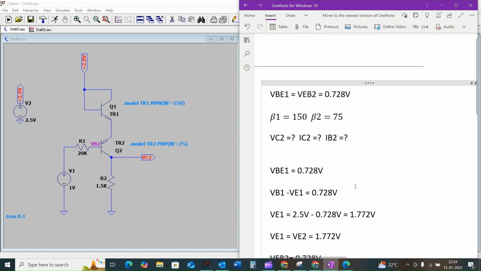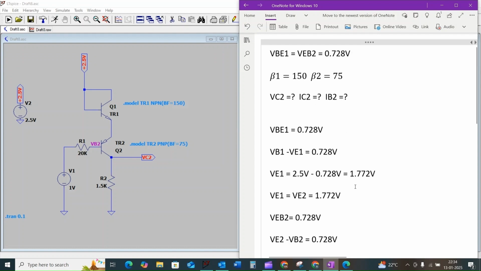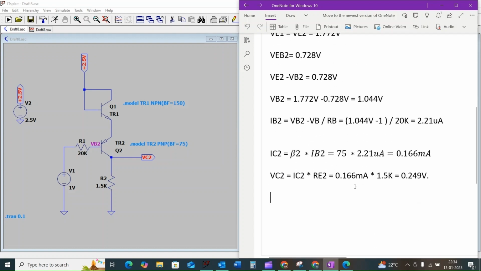So I hope you are able to understand how to calculate the collector voltage in cascaded PNP and NPN transistors.